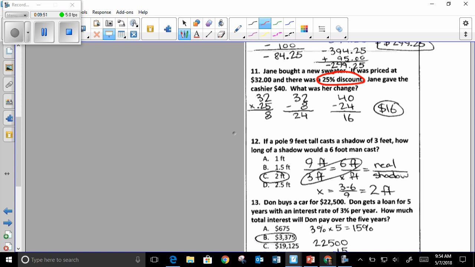Number 11. Jane bought a new sweater. It was priced at $32 and there was a 25% discount. So you have to figure out what is 25% and then you're going to take that off of the total. So here we are, $32 here. You're trying to find out what 25% of it is. You always change that to a decimal. You're going to get $8.